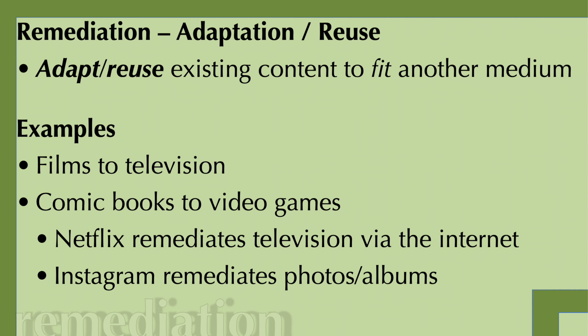Netflix specifically remediates television via the internet and movies to some extent. As well, Instagram remediates photos and albums. So what were once television and films are now on Netflix. What were once just general analog photos and albums are now on Instagram and similar types of platforms.